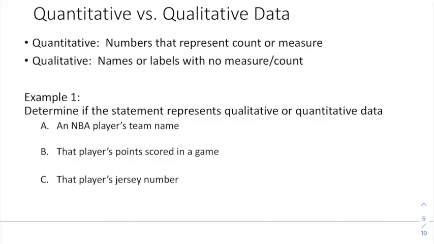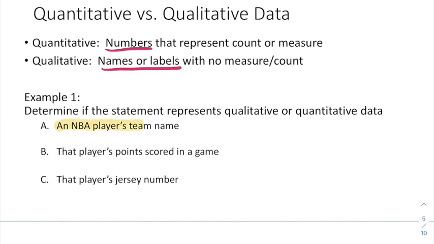Our next conversation is going to be about quantitative and qualitative data. Quantitative data is numbers that represent a count or a measure, while qualitative data is names or labels that have no measure or count. Let's do a few quick examples to understand this difference.